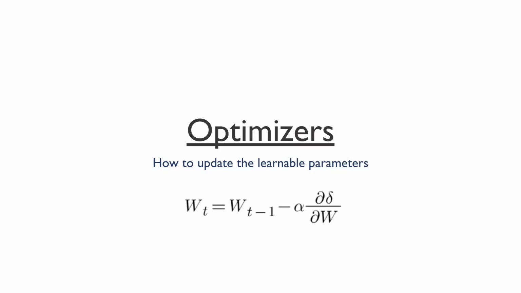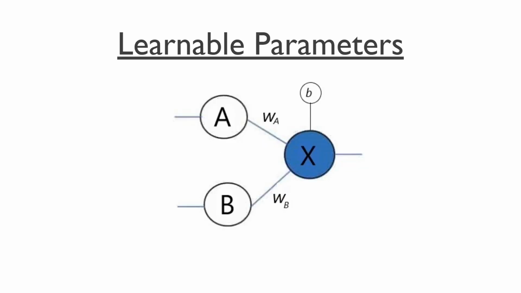Hey guys, in this video we'll talk about optimizers, and these are the algorithms our neural networks use during the training process to update the learnable parameters. Just a small recap, our neural network has these weights between the connections and biases in the connections that are tweaked during the training process, and these are the learnable or trainable parameters of our model.